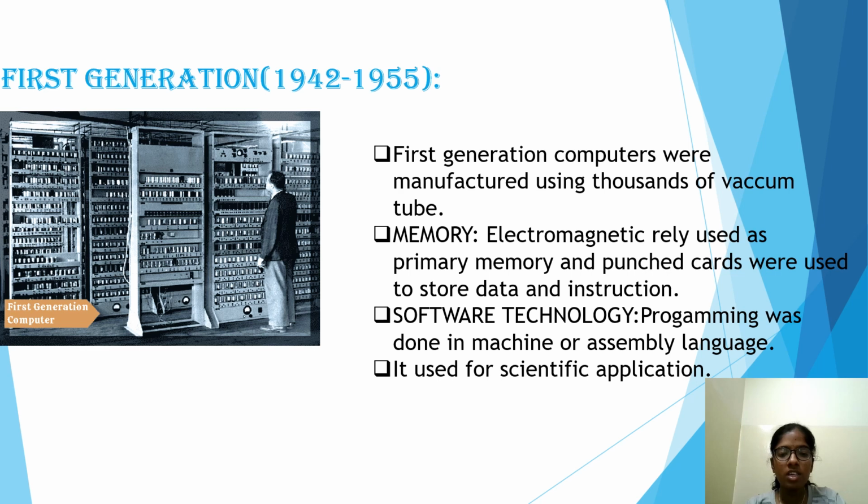The period of the first generation was from 1942 to 1955. The computers of the first generation used vacuum tubes as the basic component for memory and circuitry for the CPU. These tubes, like electric bulbs, produced a lot of heat and the installations fused frequently. Coming to software technology, programming was done in machine or assembly language, and it was mainly used in scientific applications.